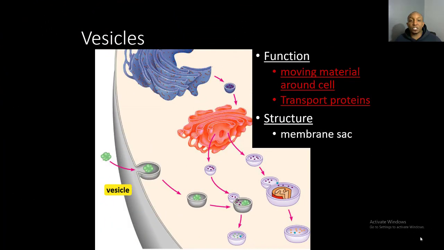Now, we've discussed vesicles on the last slide, but let's discuss them in a little more detail. So their function is to move materials around the cell, and another function they have is to transport proteins. And we discussed earlier that they transport proteins to different parts of the cell where they're needed. And their structure is a membrane sac. Remember, these vesicles come from that Golgi apparatus, and they ship those proteins to different parts of the cell.